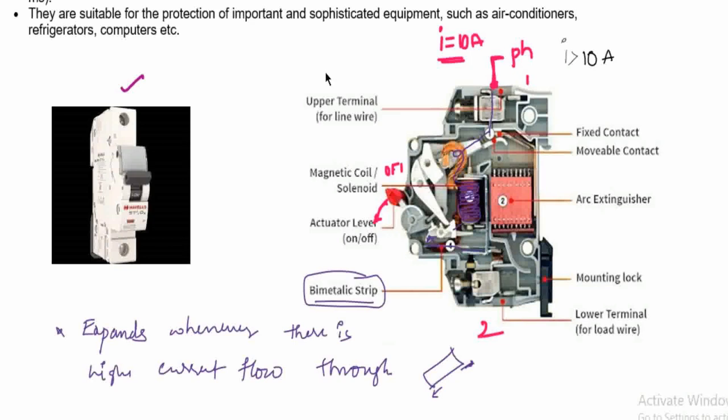Initially it was in on position. After expansion of the bimetallic strip, the circuit is tripped here. That means initially the circuit is closed, that is on position. Now after high current flows through the bimetallic strip, that bimetallic strip expands itself, and that will open the circuit here. So this is now an off circuit. That means the MCB has prevented high current flow in the circuit.